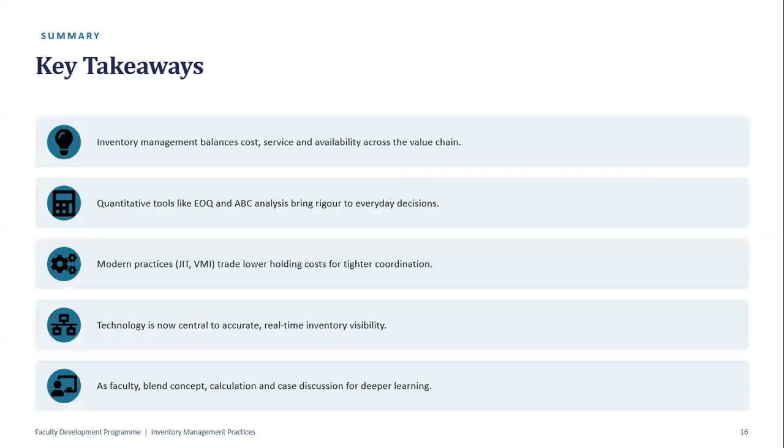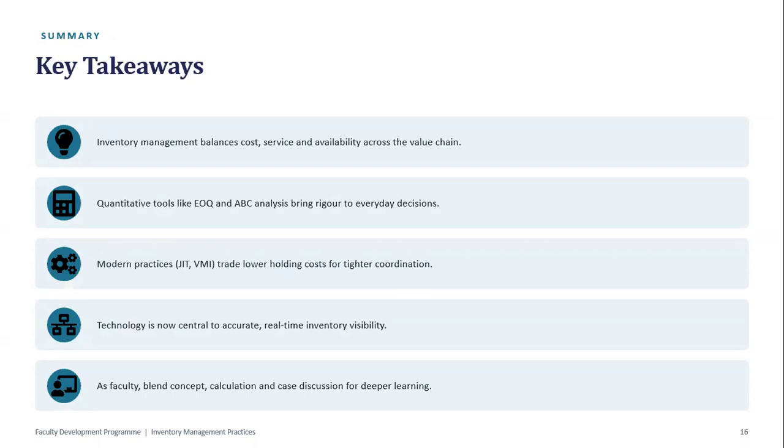So we came to the final end of the day 3 faculty development program. Let us summarize today's learning outcomes. Inventory management balances inventory cost, customer service, and product availability. Techniques such as EOQ and ABC analysis support scientific decision making.